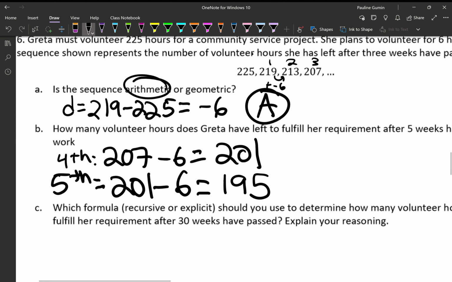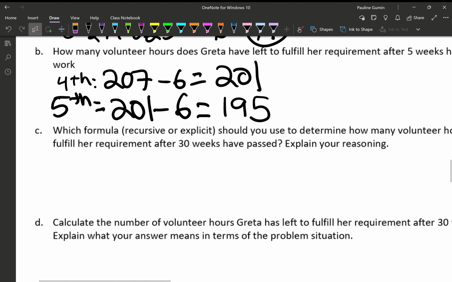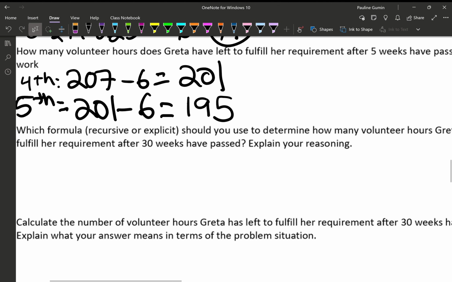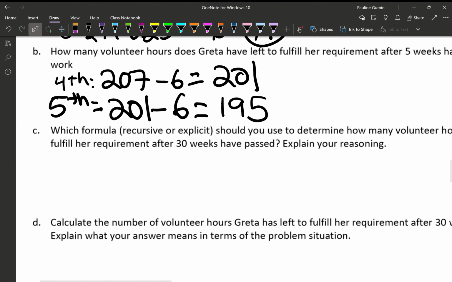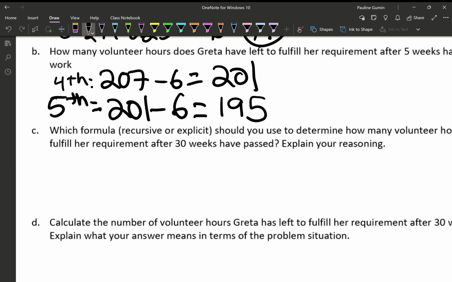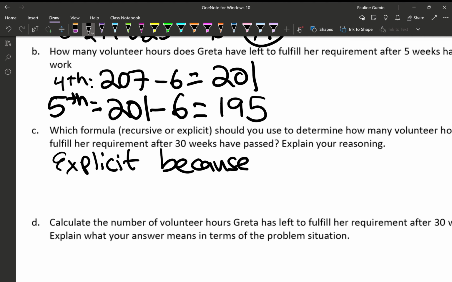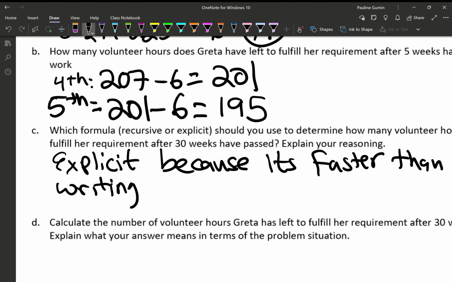All right. Letter C. Which formula should you use to determine how many volunteer hours Greta has left after 30 weeks? I say explicit, because it's faster than writing a list of 30.